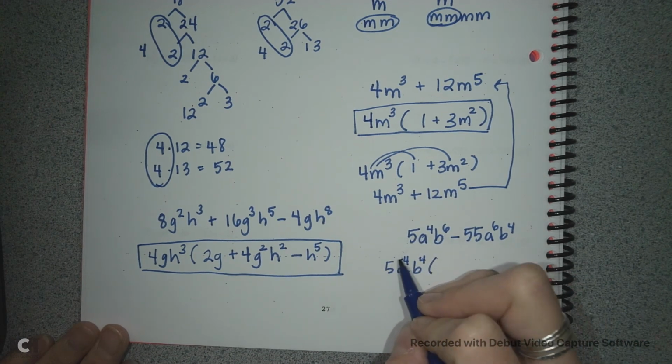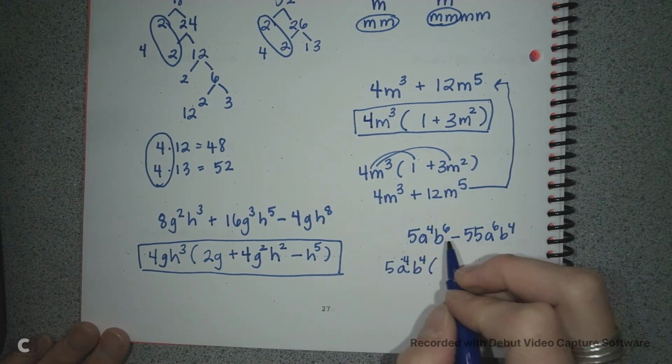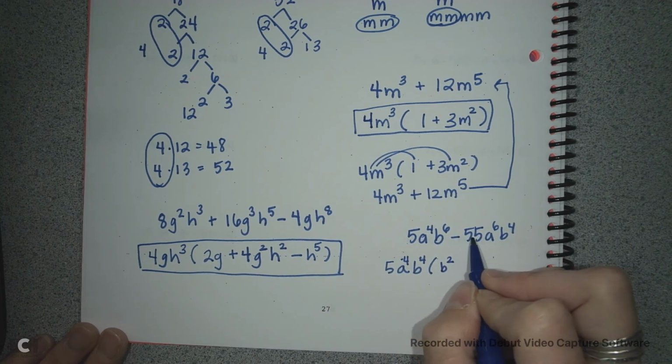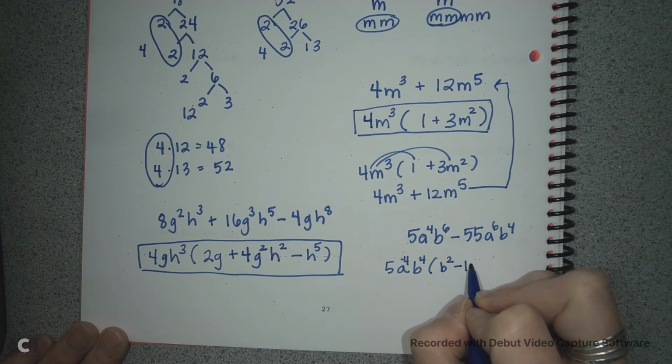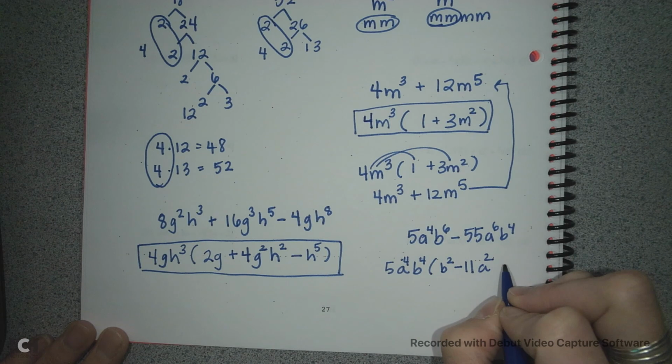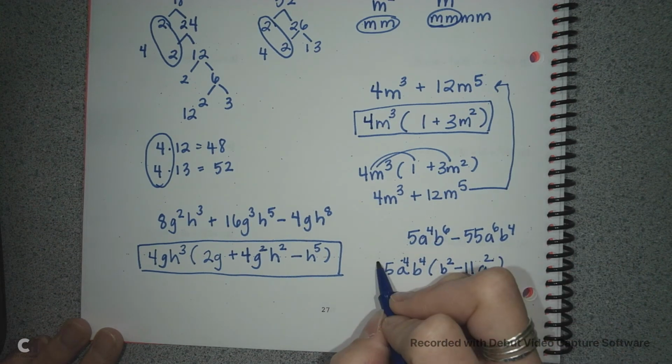Well, I took out the 5, I took out my 4 a's, so I have 2 b's left at the beginning. And then 55, if I take 5 out, I have negative 11. If I take 4 of my 6 a's, I have 2 a's, and then I don't have any b's. So this is my final answer.